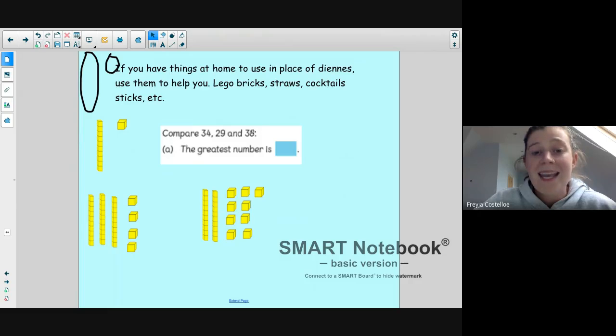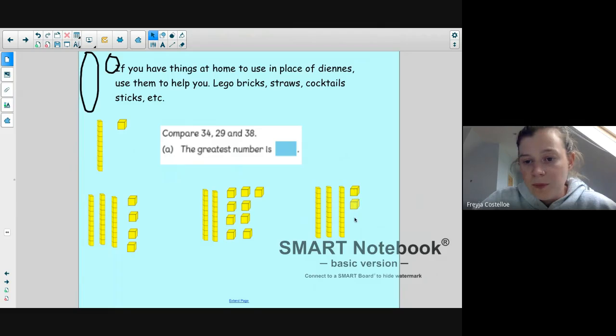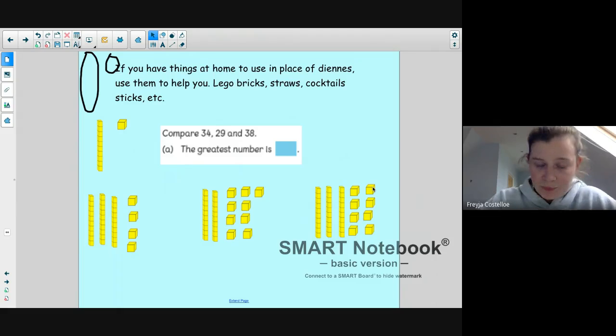And my last one is 38. So how many 10s do I need for this? 10, 20, 30. Tells me there, doesn't it? 30. 3 10s in 30. And then how many 1s? 8. 1, 2, 3, 4, 5, 6, 7, 8. So I've used my Deans to help me there just because I wanted to do that step first.